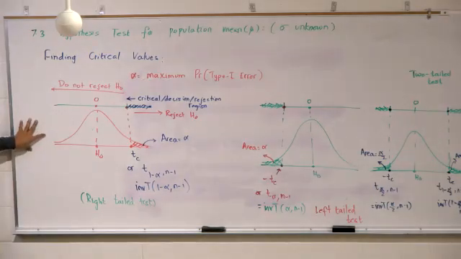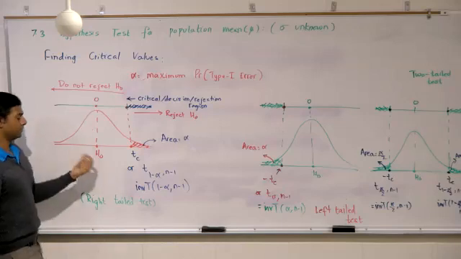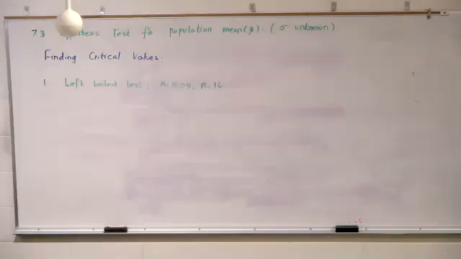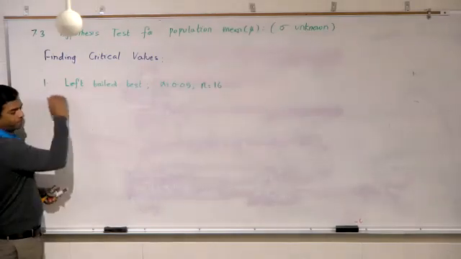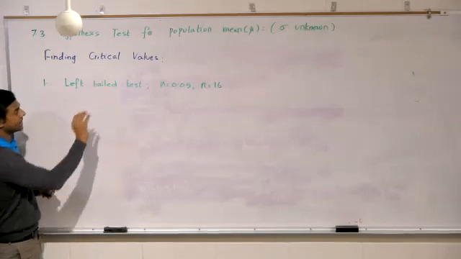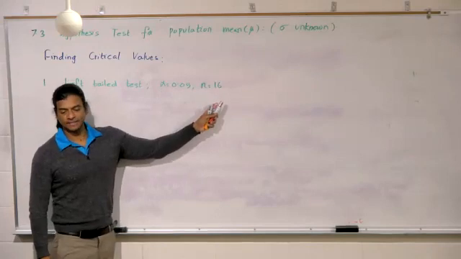Are we clear? So first, we've got to determine what type of test we intend to perform. Second, we need a value of alpha. Third, we find the critical values based on the test we identify. Good. So we want to find the critical value. I'm telling you the type of test that we intend to do is a left tail test. Alpha is 0.05, n is 16.